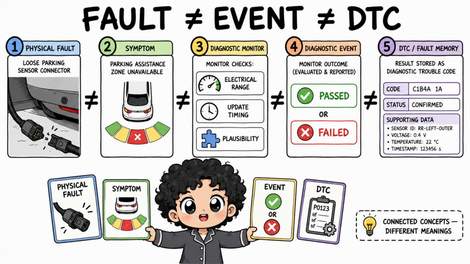A Diagnostic Trouble Code, or DTC, is a coded diagnostic identifier associated through configuration with a diagnosed problem. It helps tools and engineers refer to the problem consistently. The DTC is not the physical fault itself. Clearing a DTC does not repair a broken connector, and one visible symptom does not always reveal the correct DTC.